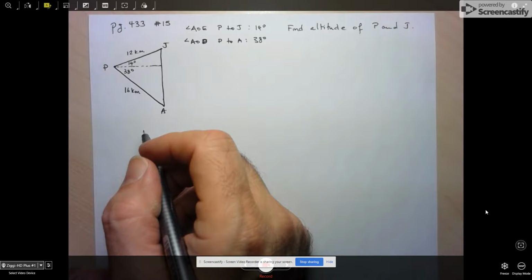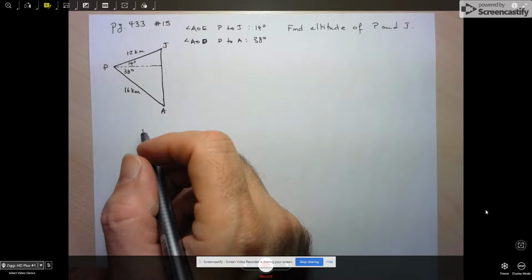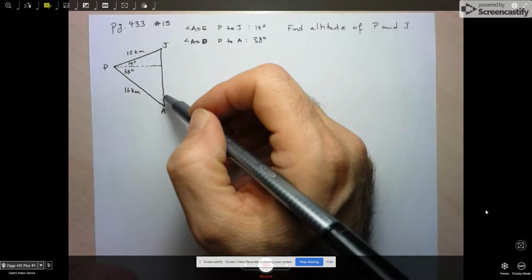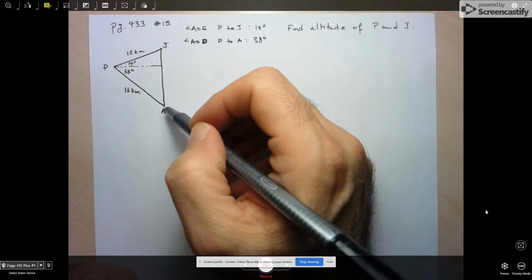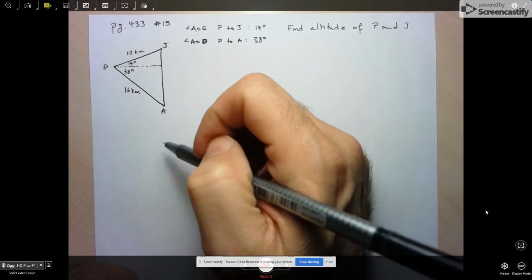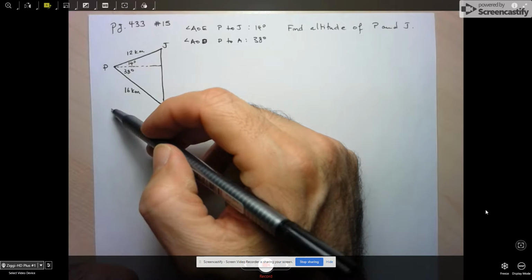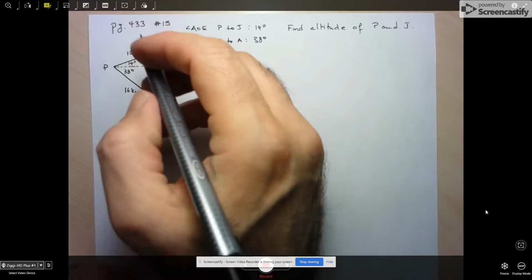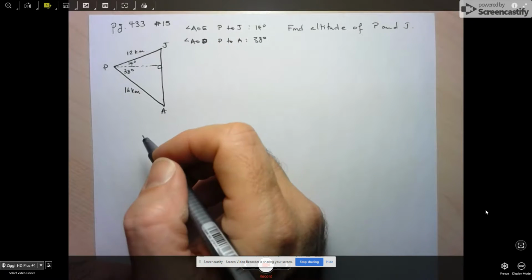So we want to determine the altitude of each aircraft. Clearly the altitude of the jet from the airport is just going to be this side length of that large triangle, and the altitude of the plane, we realize, is the same as this side length from this smaller right angle triangle.